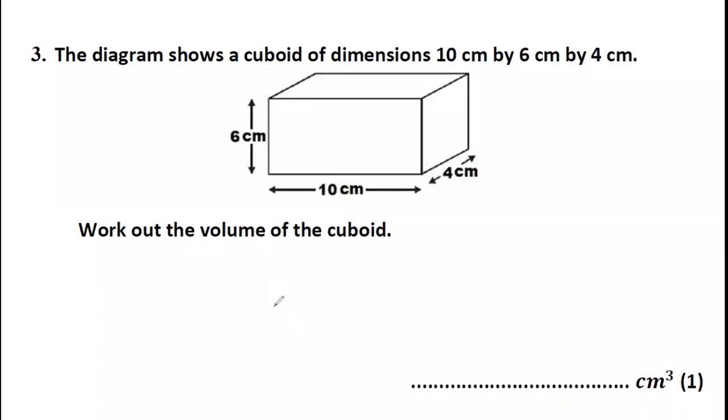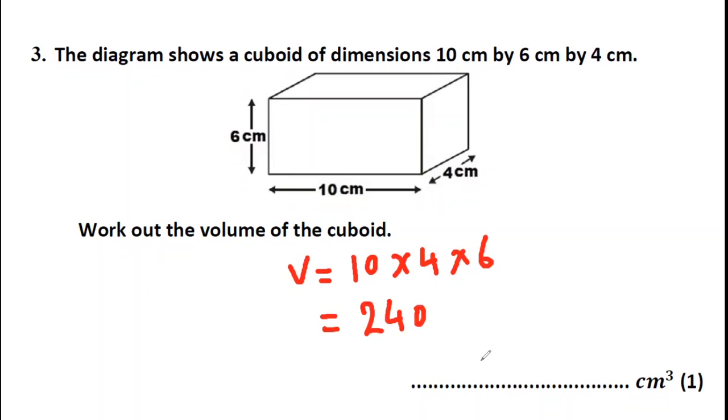Moving to question number three, I can see that there's a cuboid, which is 10 centimeters long, 4 centimeters wide, and 6 centimeters high. So volume will be equal to 10 times 4 times 6, and 10 times 4 is 40, and 40 times 6 is going to be 240. This time the unit is given already.